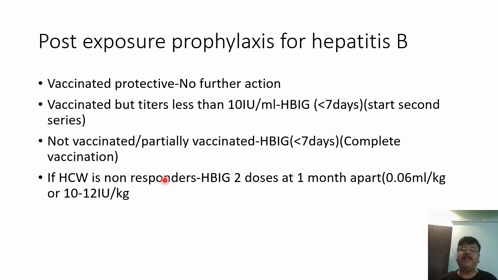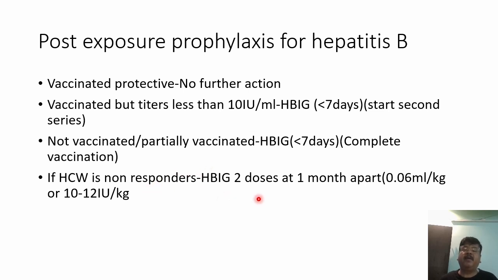You know hepatitis B vaccine is given in three doses. If one dose is given today, another dose is after 1 month, and the third dose will be after 6 months of the second dose. So this is one series of vaccination, and after 2 months of the last dose, we have to test for anti-HBsAg titers. And if the titers are protective, that is 10 international units per ml, then there is no problem. The healthcare worker is a responder.